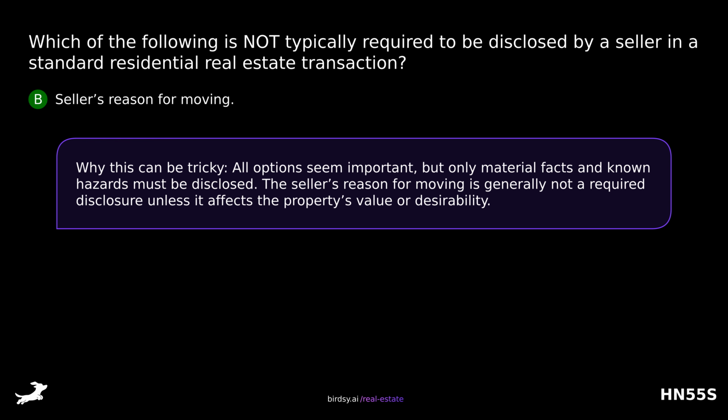Why this can be tricky? All options seem important, but only material facts and known hazards must be disclosed. The seller's reason for moving is generally not a required disclosure unless it affects the property's value or desirability.